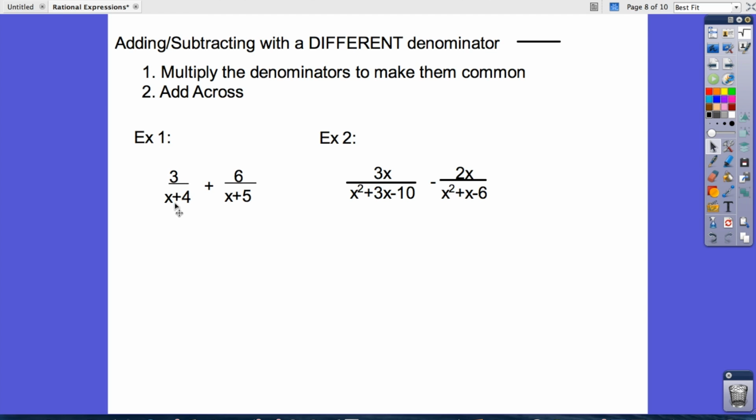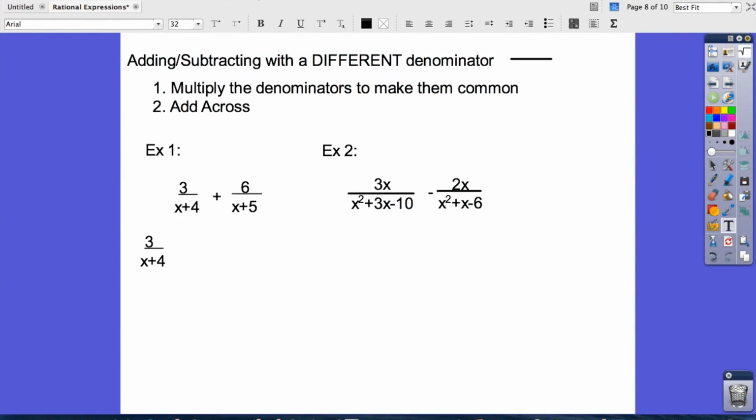So let's look at example 1. The denominator here is x plus 4. The denominator here is x plus 5. So we need to multiply to make the denominators the same. So I'm going to make a copy of this side. And this has x plus 4, but it's lacking the x plus 5. So we're going to go ahead and write that out.